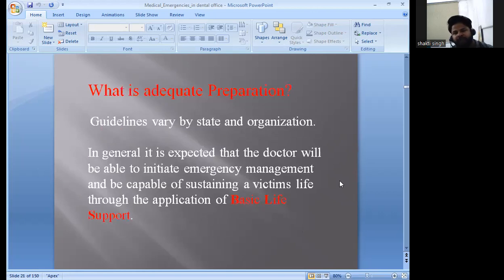What is adequate preparation? That's a question of how we get to know that the preparation is adequate enough. The guidelines may vary by the state or by the organization, but in general, it is expected that the doctor will be able to initiate the emergency management and be capable of sustaining a victim's life through the application of basic life support, or BLS.